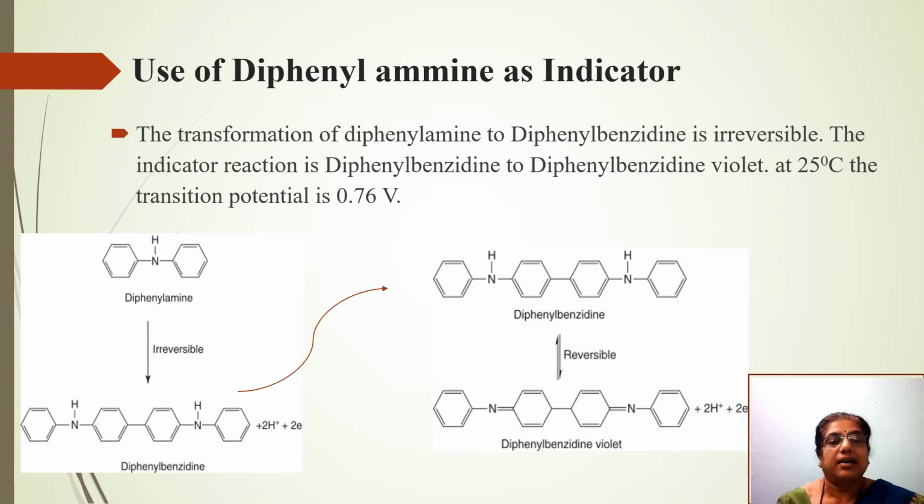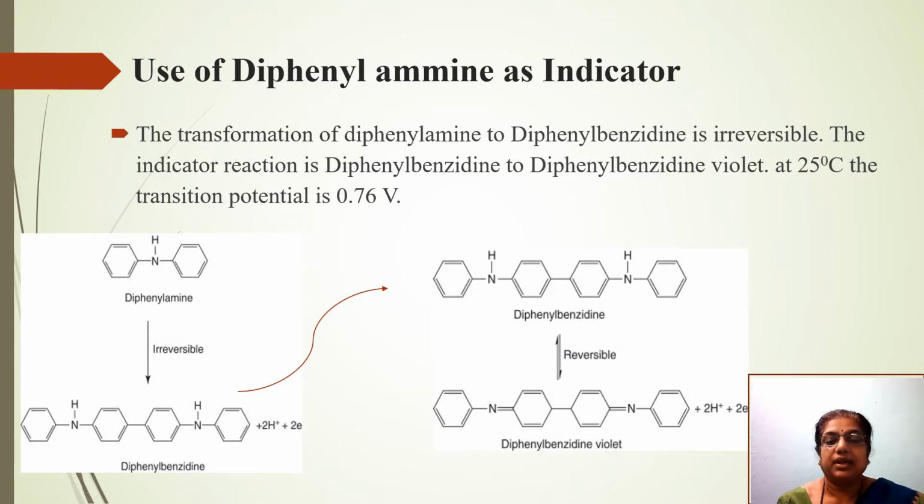Let us see the traditional diphenylamine indicator. We have diphenylamine solution provided in our laboratory. We take a few drops of it and add to the titer solution. What happens to the indicator? Let us see theoretically. This is our diphenylamine. It gets irreversibly converted into diphenylbenzidine. This is also of a greenish color.